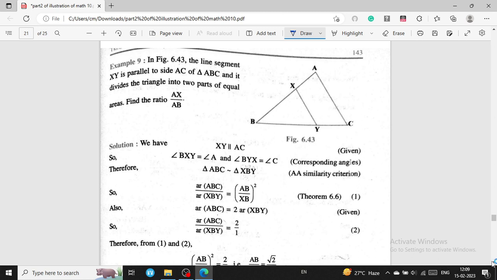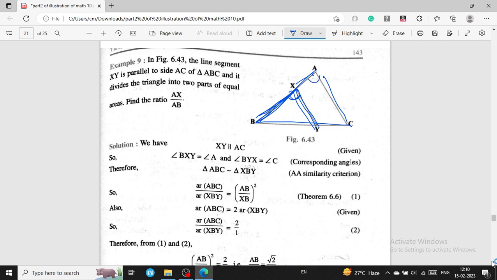In this question we are given one line segment, XY, parallel to AC of a triangle ABC. It divides the triangle into two equal parts. Find the ratio AX over AB. We have to find AX over AB. First of all, you have to write what is given. XY parallel to AC is given. Angle BXY is equal to angle A.